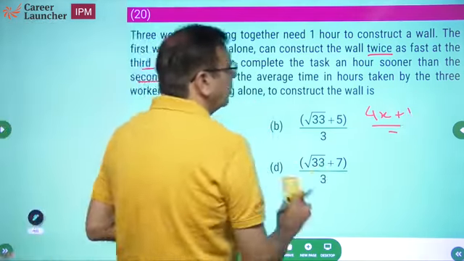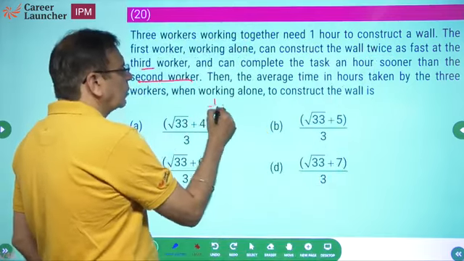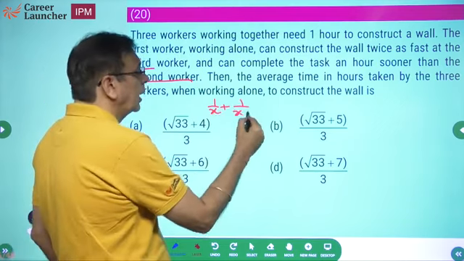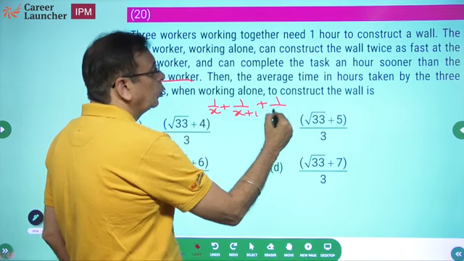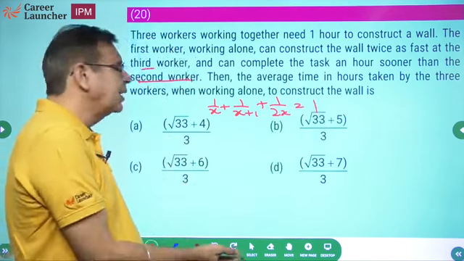You'll have to form equations. What is the equation? First worker does it in x hours, so 1 by x. Second worker can finish the job in x plus 1 hours, so 1 upon x plus 1. Third worker finishes in 2x hours. X nikalo, 4x plus 1 by 3 karo.